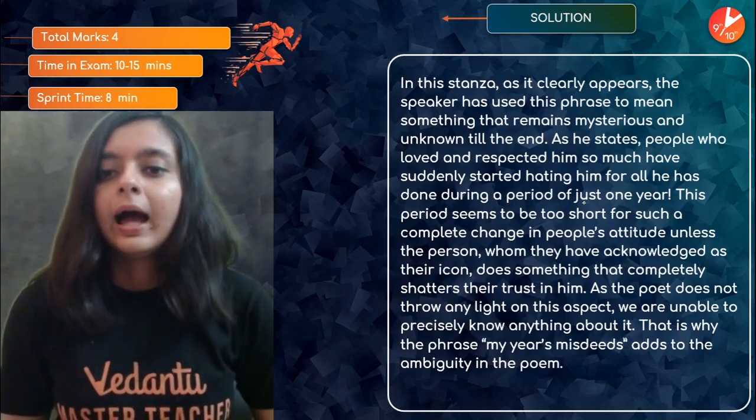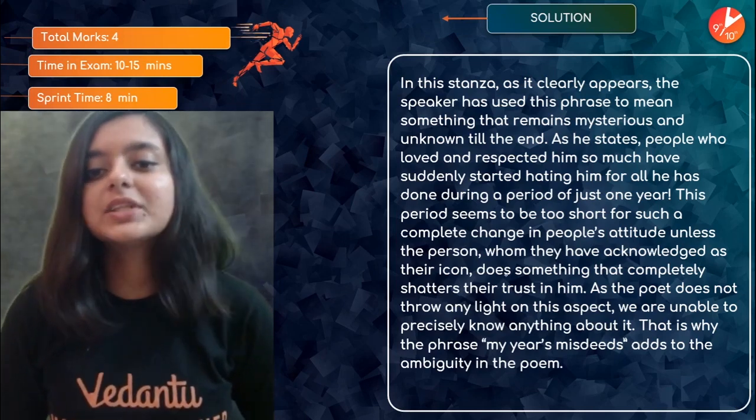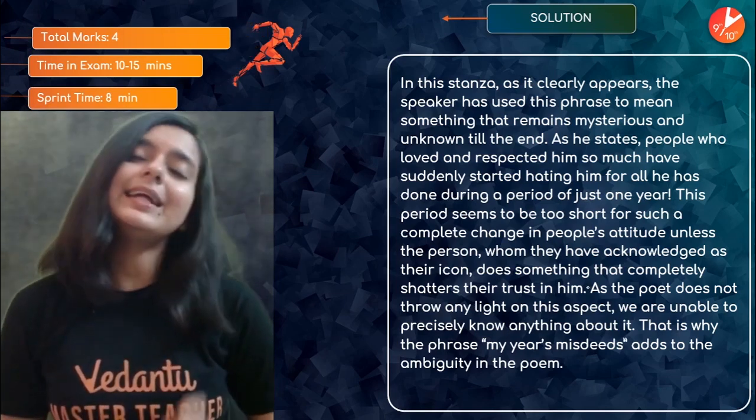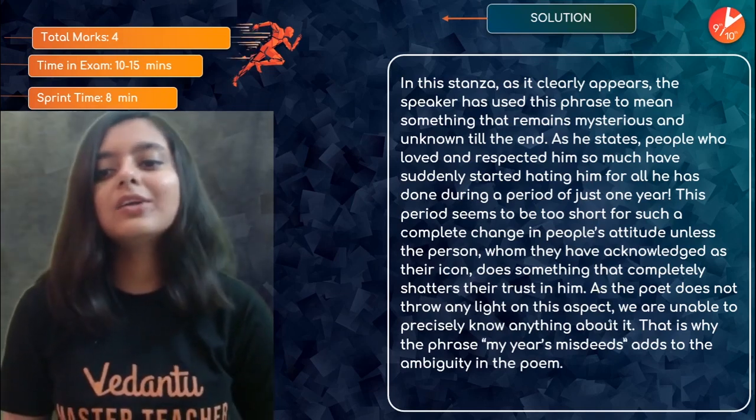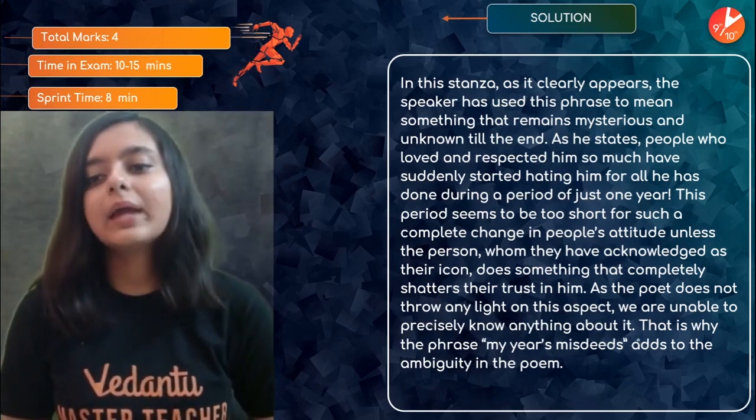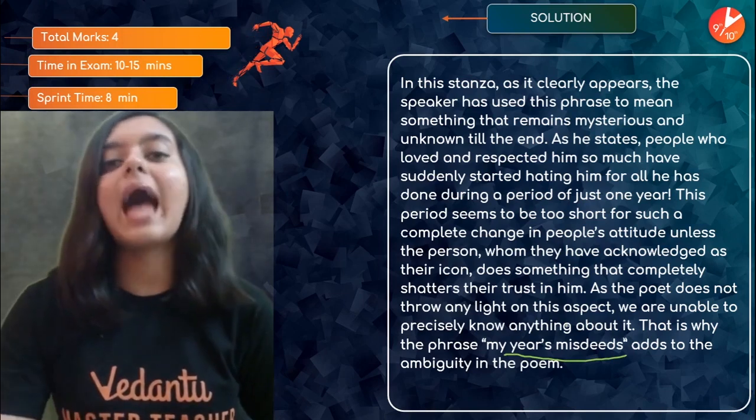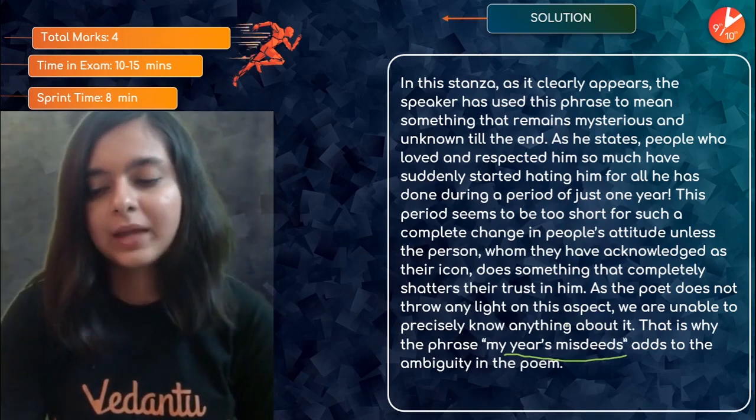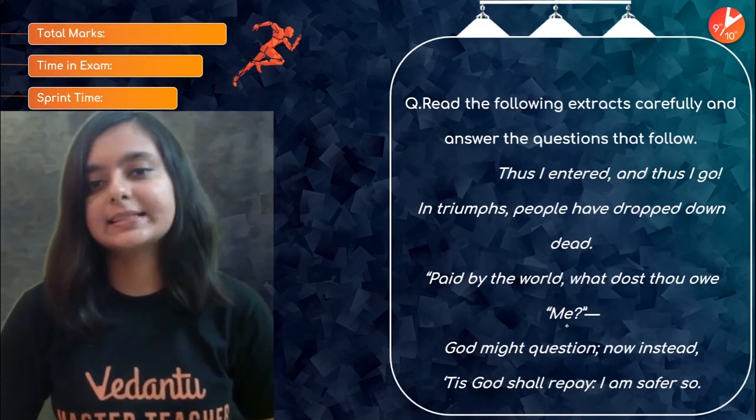Unless the person whom they have acknowledged as their icon, the hero, does something that completely shatters their trust. As the poet does not throw any light on this aspect, we are unable to precisely know anything. So definitely this year's misdeeds is therefore adding to the ambiguity. Ambiguity means which is not very clear, right? So, no clarity regarding what were his misdeeds.